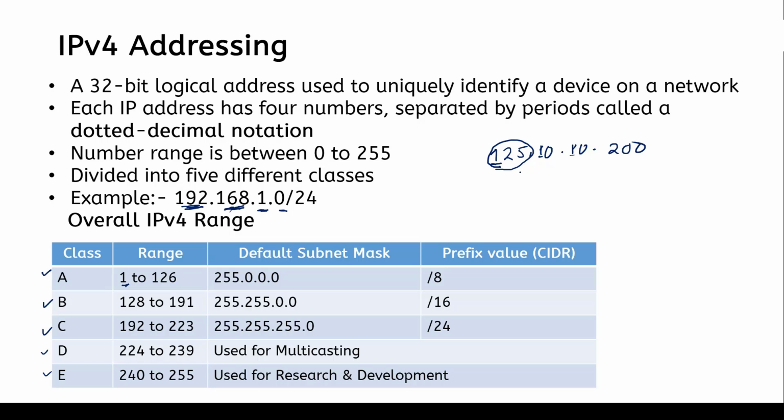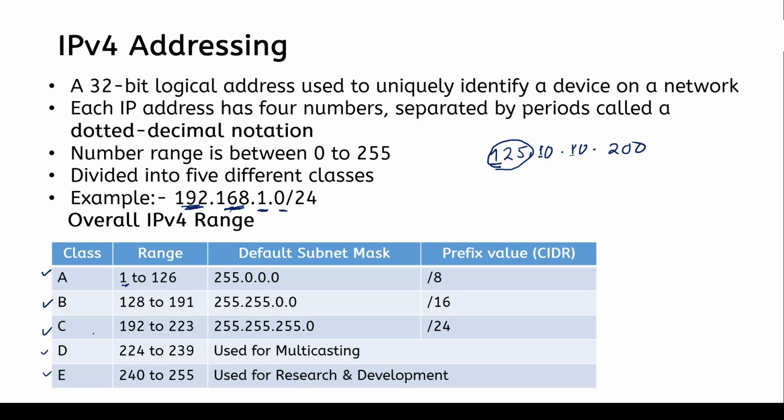Similarly, a Class B IP address has the range from 128 to 191. The default subnet mask is 255.255.0.0. The prefix value, or the CIDR notation, is /16. We will deep dive into the prefix value, the CIDR notation and the subnet mask in a future slide and the future demonstration. For now, it's enough if you remember the range of Class A, B, C, D and E IP addresses.